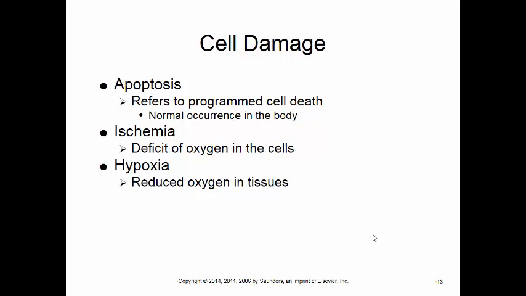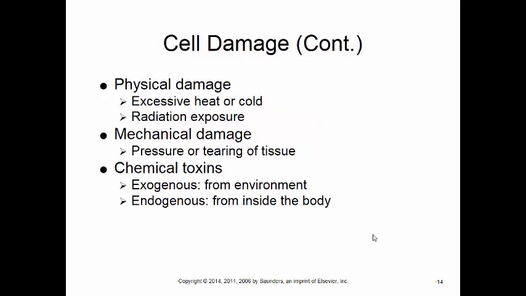This cell damage can come from things like ischemia, which is a deficiency of oxygen in the cells, and this could be due to blood flow, or it could be that the whole system has low oxygen. Then we have hypoxia, which is where we have reduced oxygen in the tissues. So ischemia is not enough oxygen in the cells. Hypoxia is not enough oxygen in a tissue. Okay, very similar.